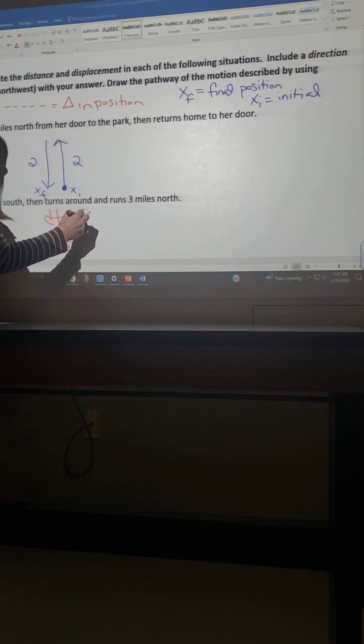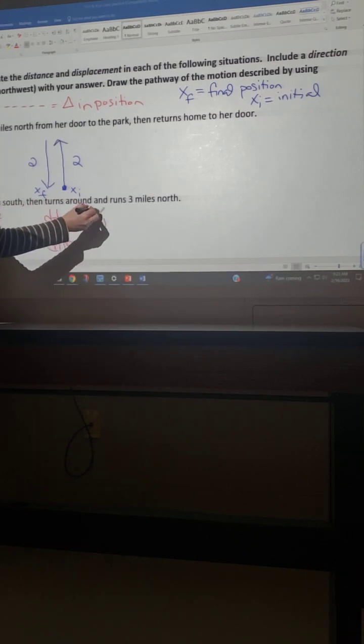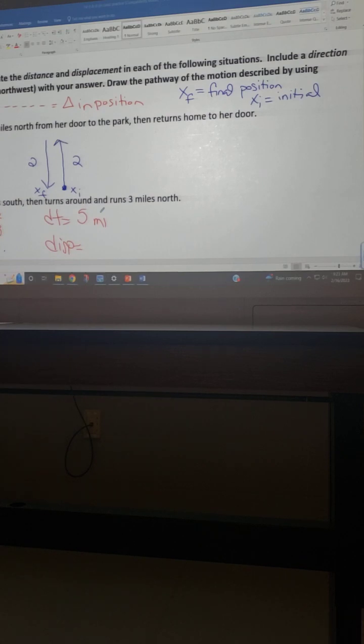So distance is, in a way, kind of like perimeter. You're just following the whole path, whatever it may be, adding everything up. What is the displacement going to be? What do you think, Andy?